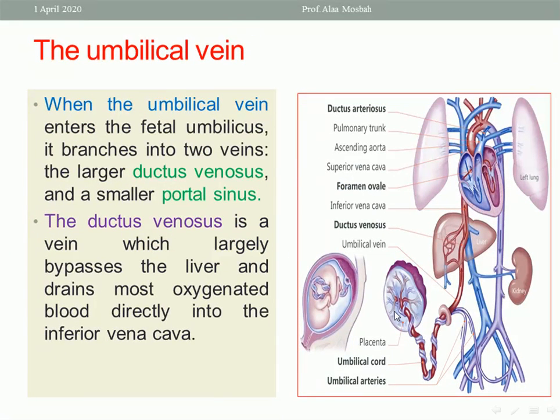What about the umbilical vein? When the umbilical vein enters the fetal umbilicus, it branches into two veins: the ductus venosus and the portal sinus. This is the ductus venosus, as you see here in the picture, and this is the portal sinus. Then the ductus venosus will join the inferior vena cava here, and it carries oxygenated blood with the inferior vena cava to the right atrium.